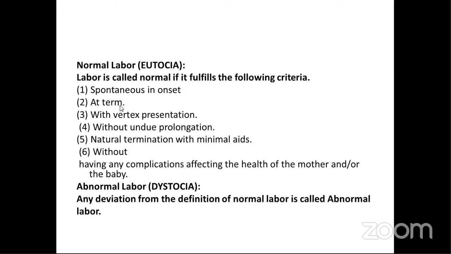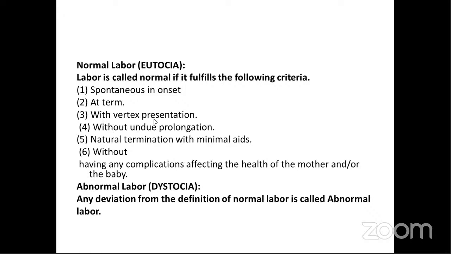Preterm, yes. It's a simple thing, and you just remember preterm labor and term labor. So normal labor has to occur at term. The third point which has to be in line is that the baby should be in vertex presentation.